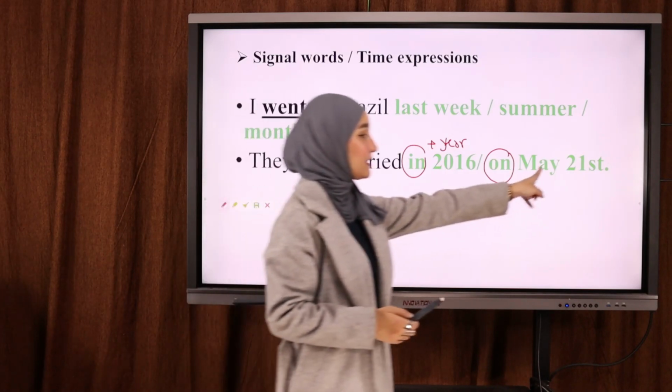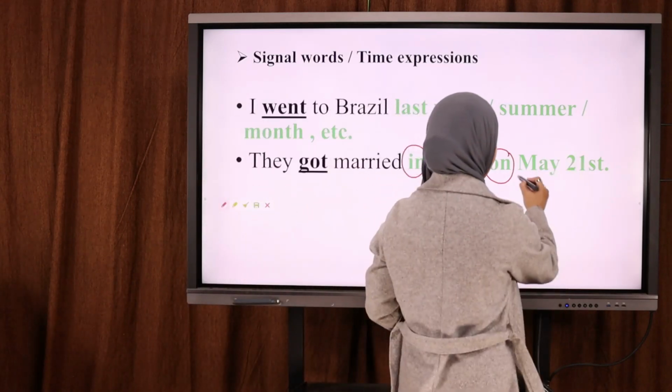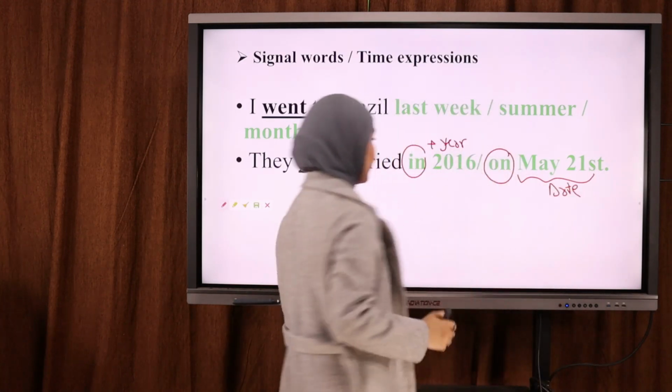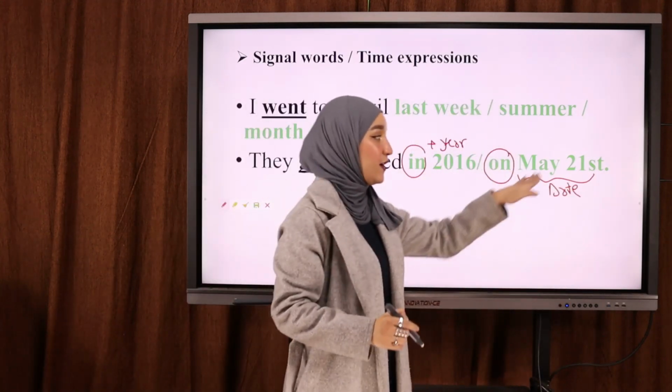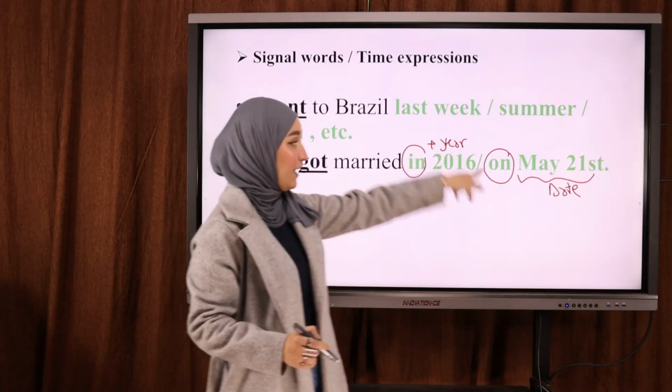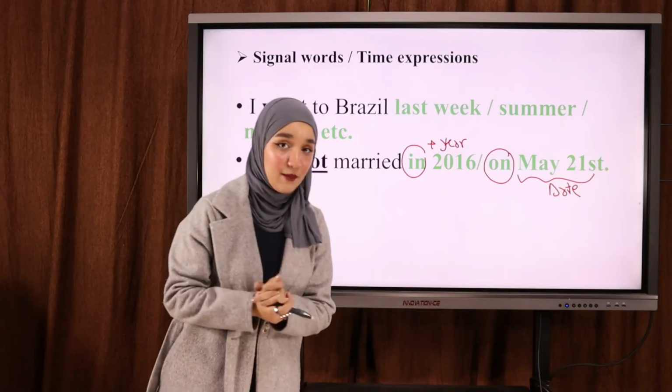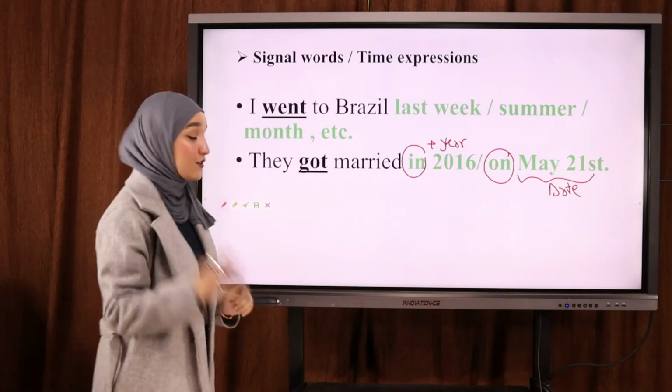So on plus a month and a day. So this is a date, هذا تاريخ كامل, okay? And this is a year. So in plus year or on plus date. in مع عام, on في مع تاريخ. It indicates the past. نستعملها مع الحاضر. Sorry, مع الماضي.